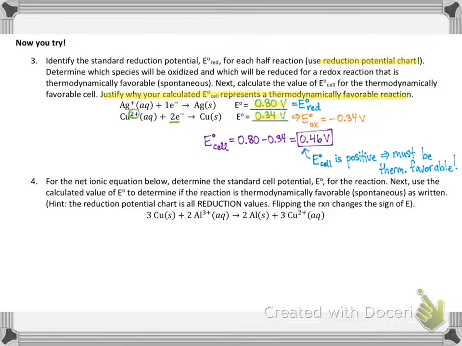Now the next problem is a little bit different. This time we gave you the balanced reaction, and you have to use the balanced reaction to calculate the standard cell potential, E naught, and figure out if this reaction is thermodynamically favorable. All right, I think you should try this. You have enough information to do it, so go ahead and try it on your own. And if you get stuck or when you're ready to check your answer, unpause the video.